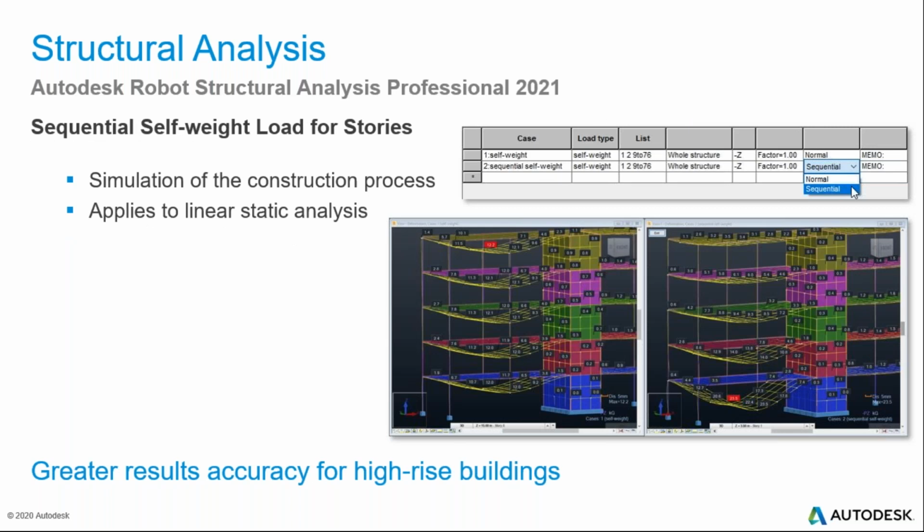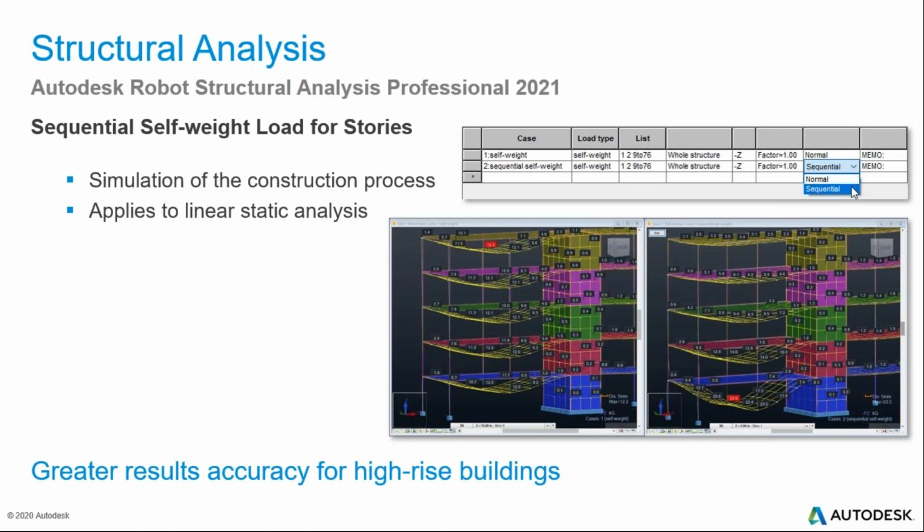In previous versions of Robot Structural Analysis, all load cases, including self-weight, both dead and live loads, were applied to the complete structural analysis model in a single step. However, this approach is not always appropriate, particularly for high-rise buildings. In order to simulate construction stages properly, sequential loading for stories has been introduced in Robot.